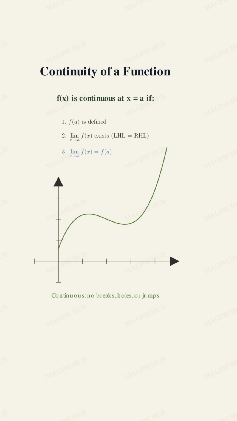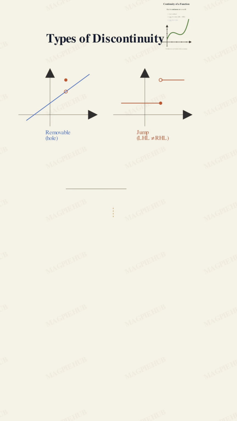That's continuity. Three types of discontinuity. First, removable discontinuity, there's a hole in the graph. The limit exists, but either the function isn't defined there, or f of a doesn't equal the limit. You can fix it by redefining f at a.